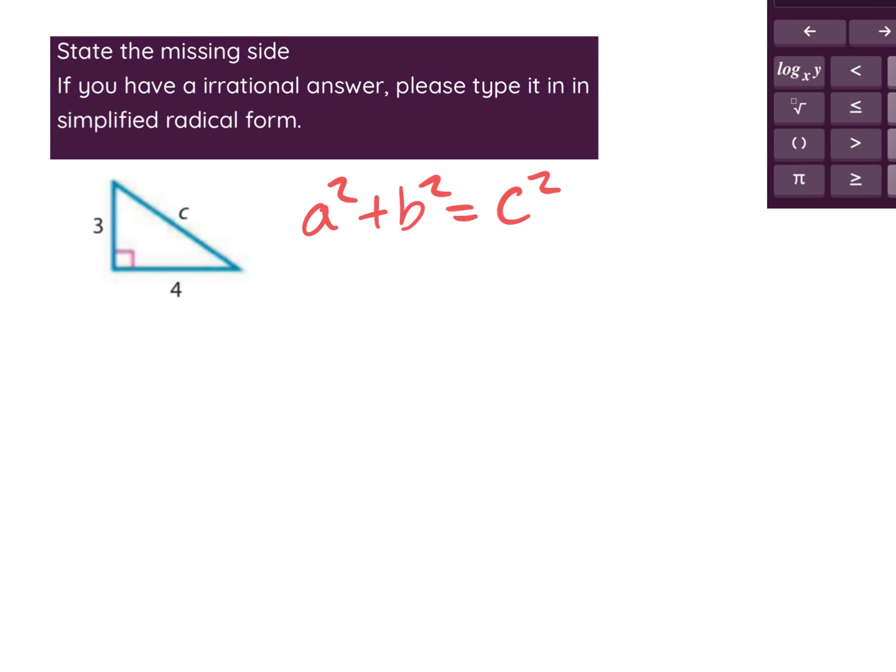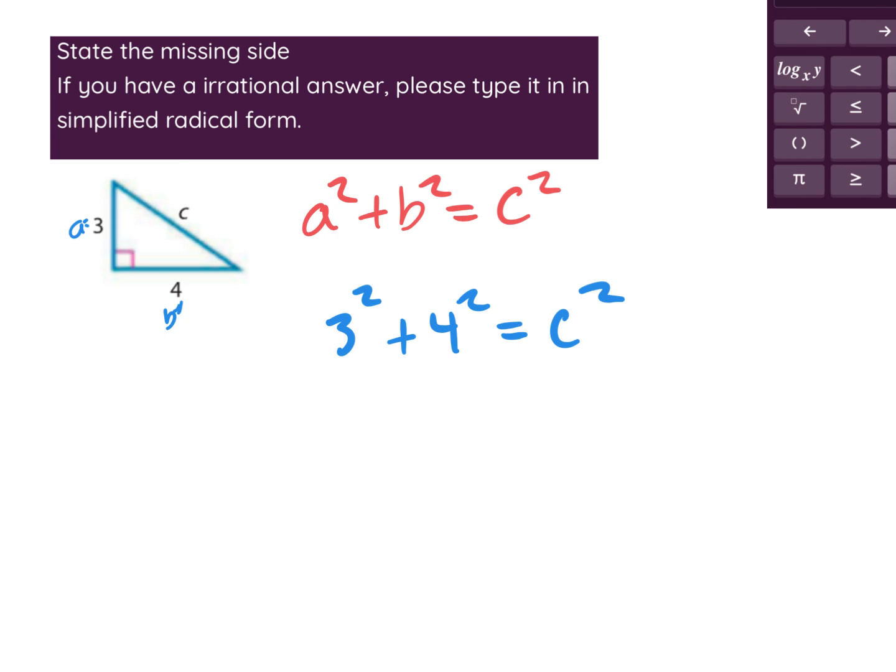So what do we have here? We have, let's call this guy A. Let's call this guy B. So we have 3 squared plus 4 squared equals C squared. So everybody write that down.